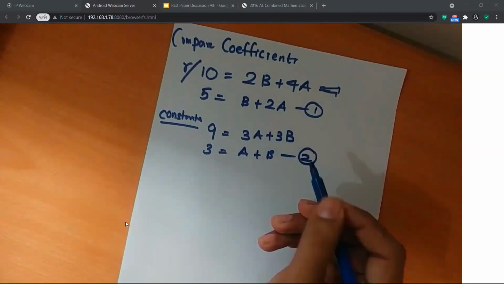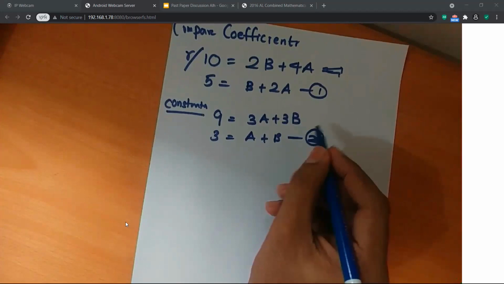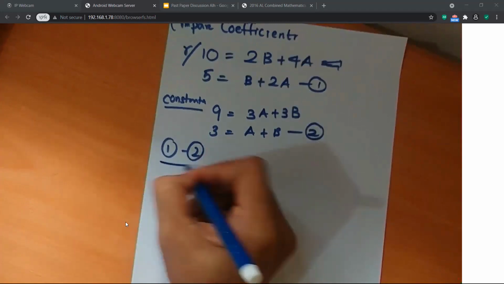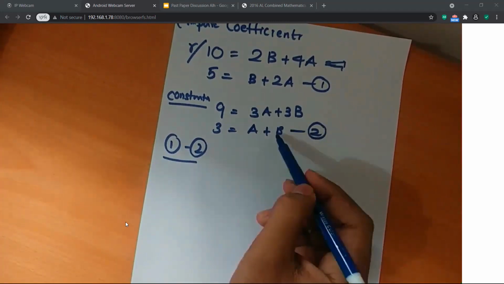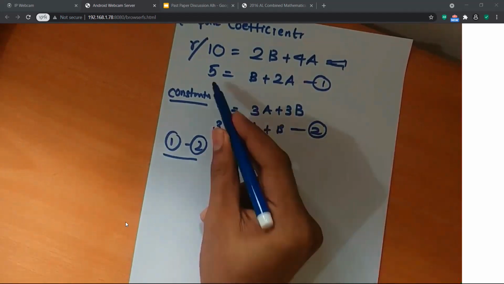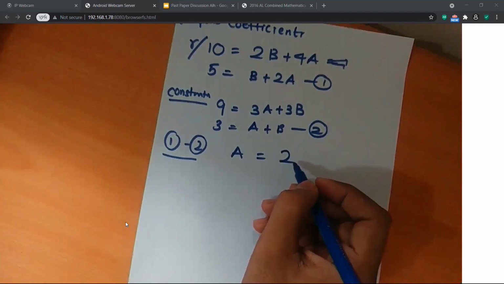Now we just have to simplify this. So b is here, b is here. We can just subtract these two and cancel off b. So equation 1 minus equation 2. So b minus b cancels off. 2a minus a becomes a, is equal to 5 minus 3. Sorry, 5 minus 3 becomes 2. Right? a is equal to 2.